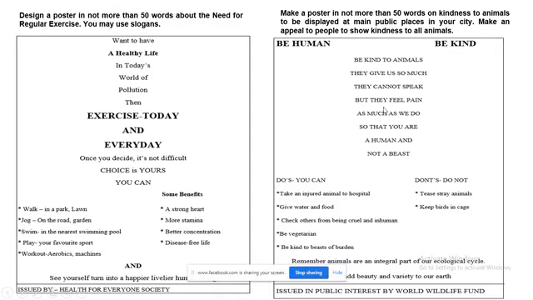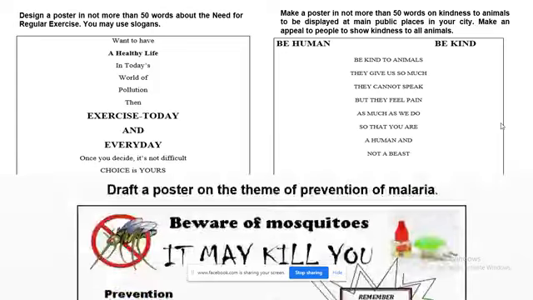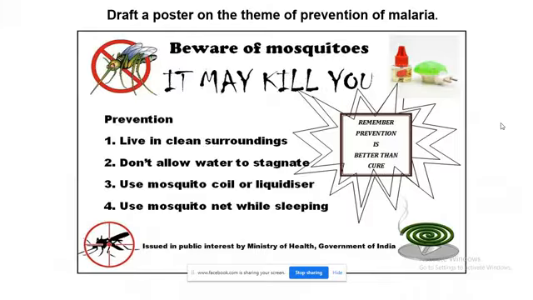They cannot speak, but they can feel pain, and all this is written just for the emotional appeal. And here you see do's you can, don'ts you can. A tagline: remember animals are integral part of our ecological society. Animals add beauty and variety to our earth. Issued in public interest by World Wildlife Fund. Clear? So you are seeing these examples that you are expected to make the posters like this.